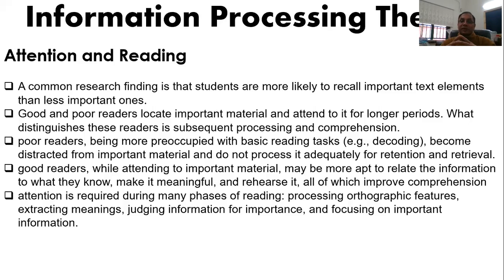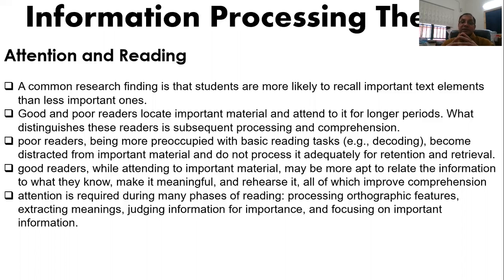Then good and poor readers locate important material, and tend to read for longer periods. What distinguishes these readers is subsequent processing and comprehension, right? So it is possible that both of them can locate important information, but the difference is whether they can process and recall it, right? And they can only recall it if they have made it part of their comprehension, if they have comprehended and connected the information. Comprehension means it has become part of their long-term memory.